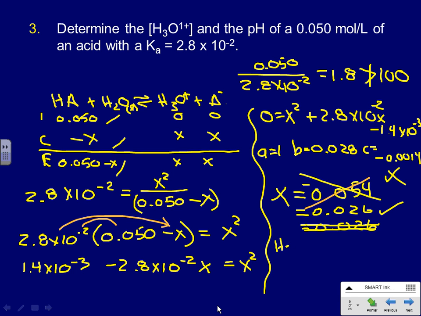Therefore, H3O plus is 0.026 moles per liter, and in the end, we want the pH. And I hope we don't even think twice about getting pH. Once we have H3O plus, I hope our fingers are already moving towards that log button. Bang. What is the pH?